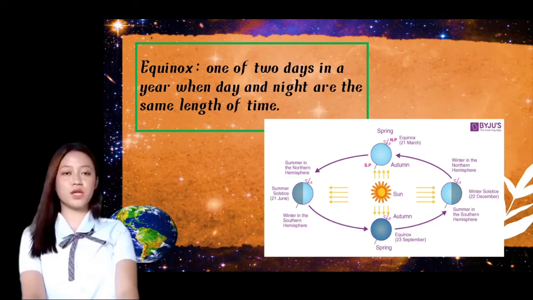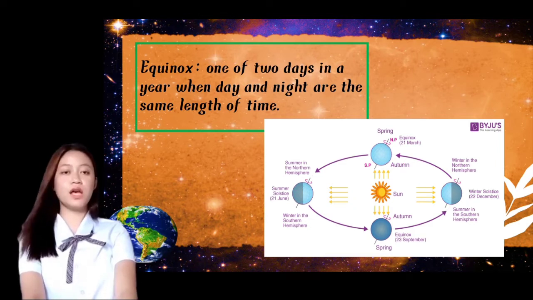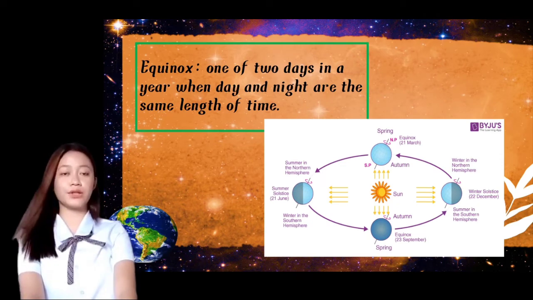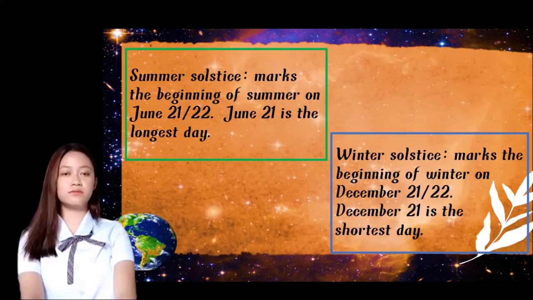So let's proceed to equinox. What is equinox? According to what I have researched, the term equinox comes from the Latin roots equi, which means equal, and nox, which means night. One of the days in a year when day and night are the same length of time. Summer solstice, because the sun travels the longest path around the sky. At the summer solstice, the day has the most daylight. The beginning of summer on June 21 to 22. June 21 is the longest day.